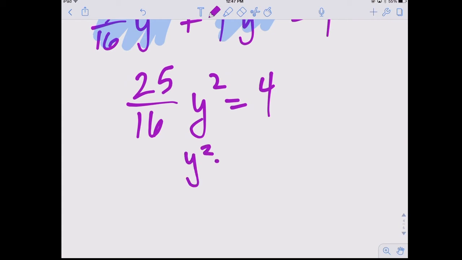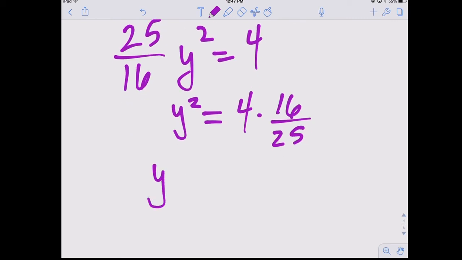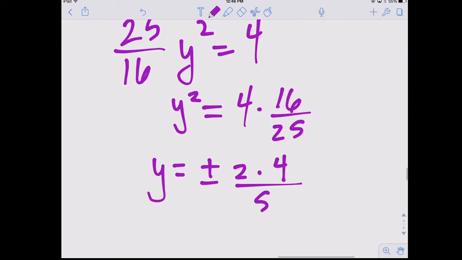If you multiply both sides by the reciprocal, you get 4 times 16/25. And of course, now if we take the square root of both sides, notice that we have 3 factors there. All 3 are perfect squares. That's kind of nice. So we'll just take the square root of each and multiply them together in the end. So the square root of 4 is 2. The square root of 16 is 4. And you can say it's all over the square root of 25, which is 5.